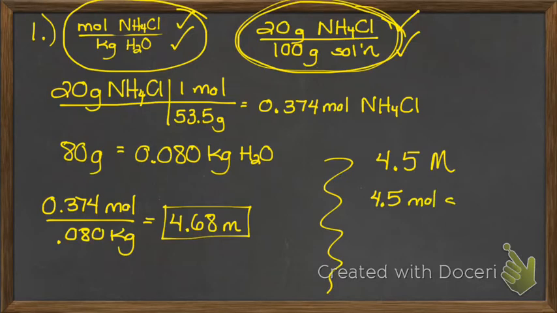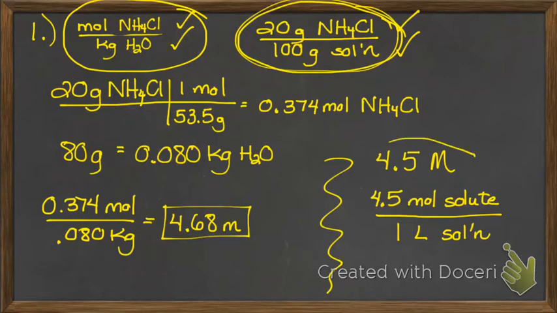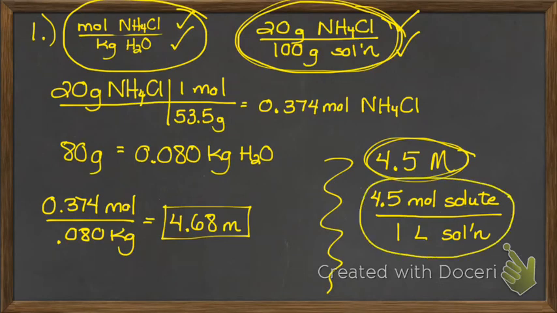4.5 moles of the solute over 1 liter of the whole solution. Whatever given information you are given in the problem, don't leave it like that. Write it as a fraction. I find that method to be a lot easier because then it gives you not just one piece of information, but two pieces of information to work with. That's just my suggestion.